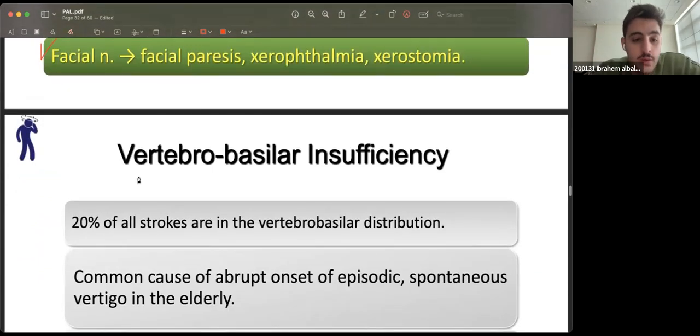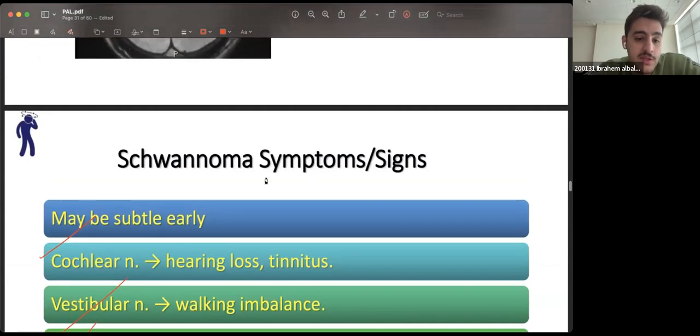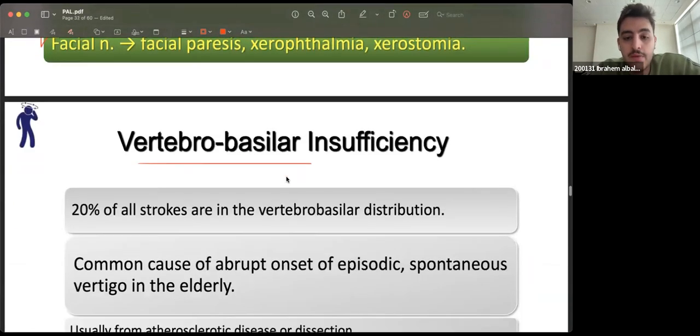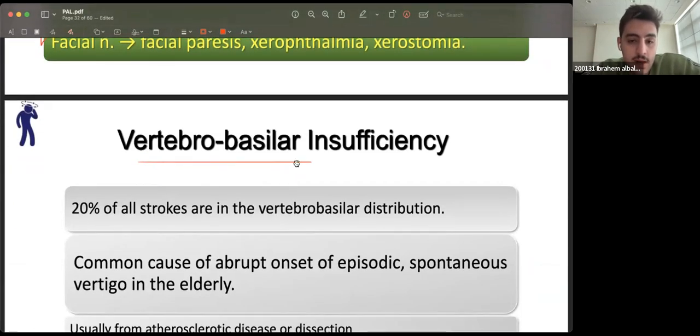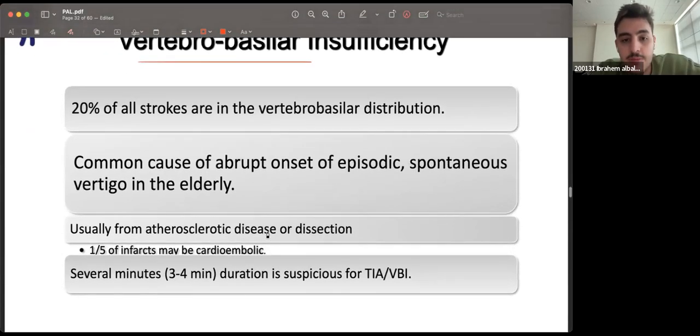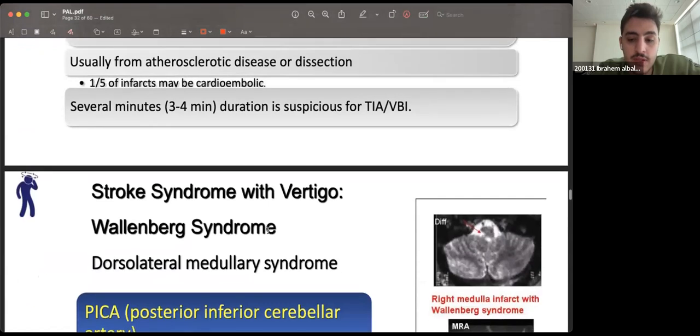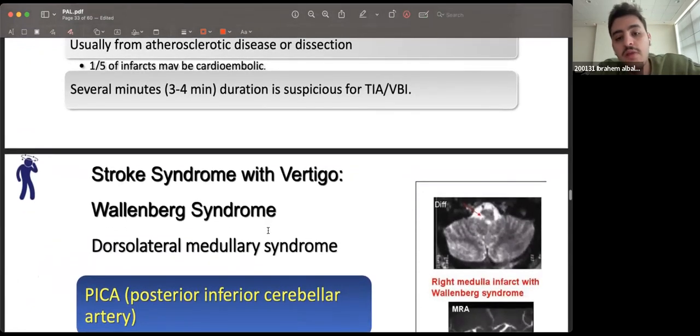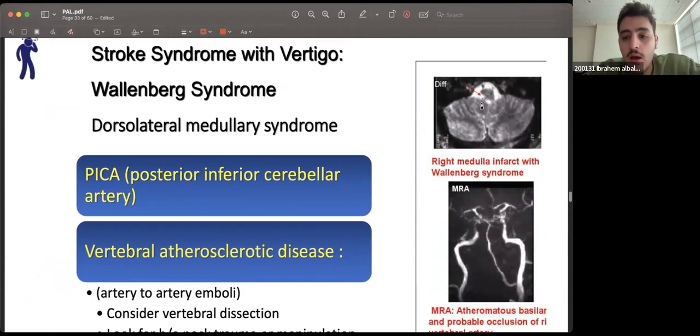Now let's talk about the central causes. So schwannoma is considered a cause of peripheral vertigo since it's a peripheral nerve sheath tumor, compared to vertebrobasilar insufficiency. So when you don't have enough blood flow to the brainstem, especially the part which contains cranial nerve 8 nuclei, that is when you have vertigo due to a central cause. Okay, we've talked about this.